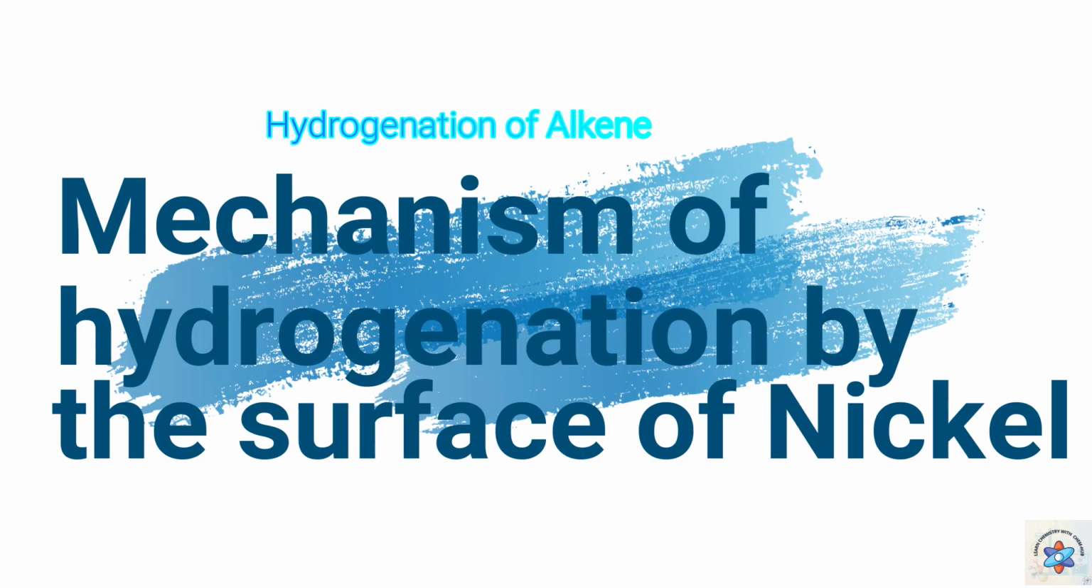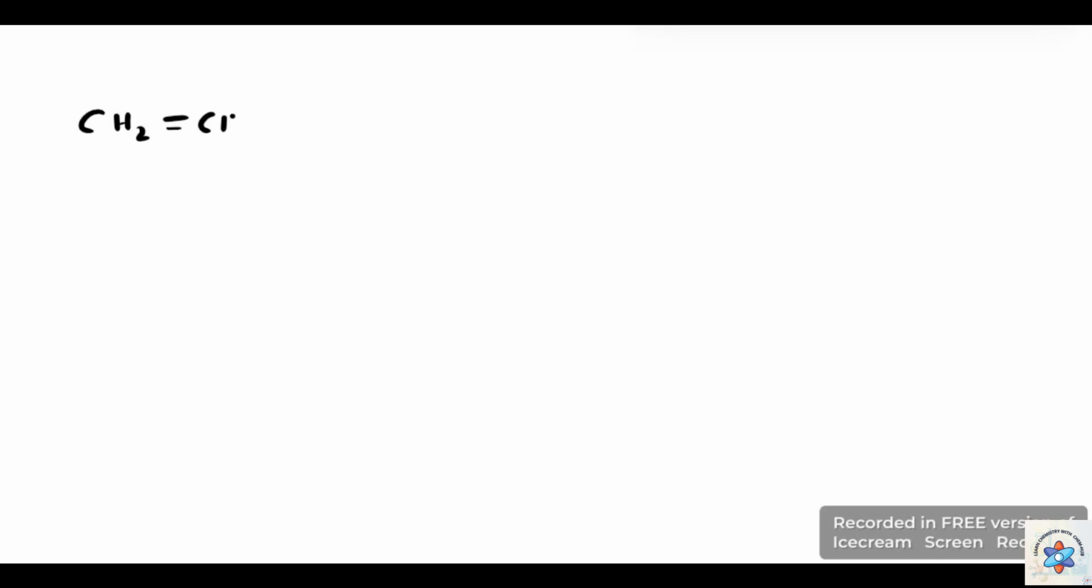Today we will explain the hydrogenation of ethene in the presence of nickel, which is acting as a catalyst. Now we will see how the nickel surface acts as a catalyst.